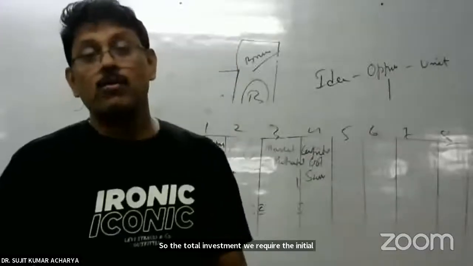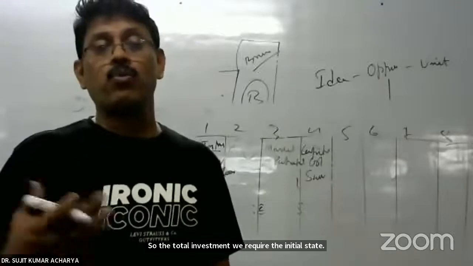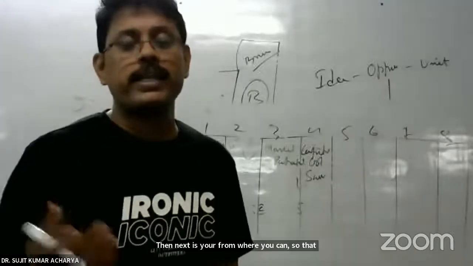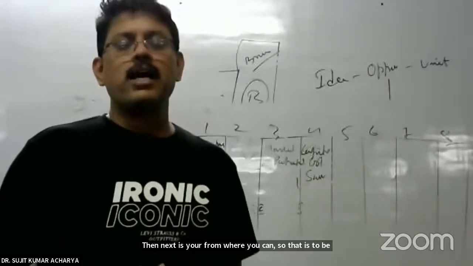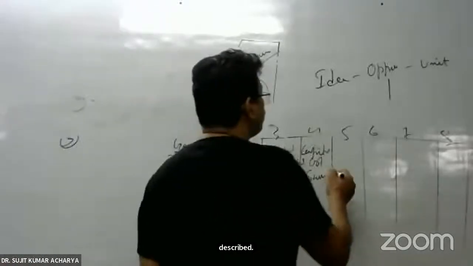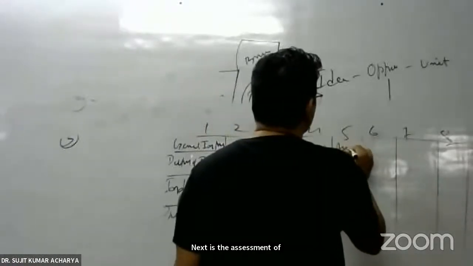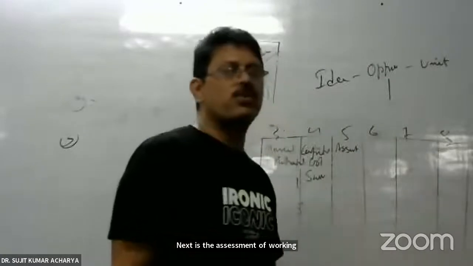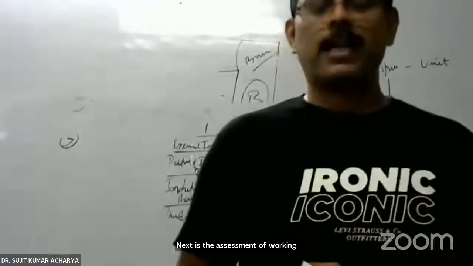So the total investment to be incurred at the initial stage. Then next is from where you can generate the fund, who are they? So that is to be described. Next is the assessment of working capital requirements. Fifth stage is your assessment of working capital requirements.